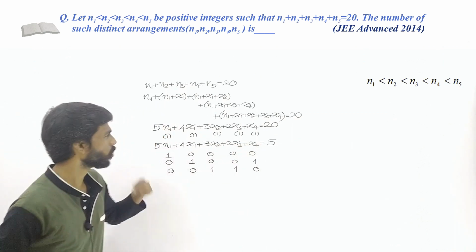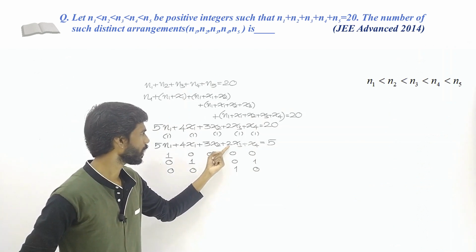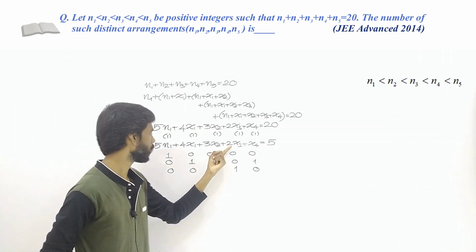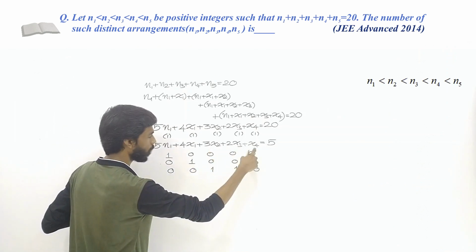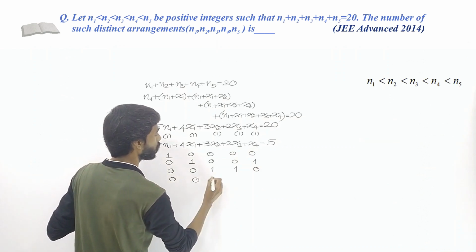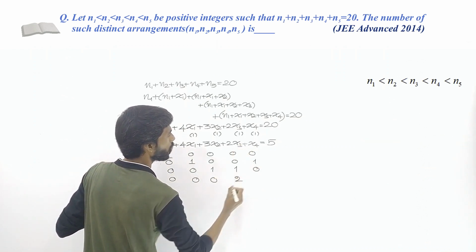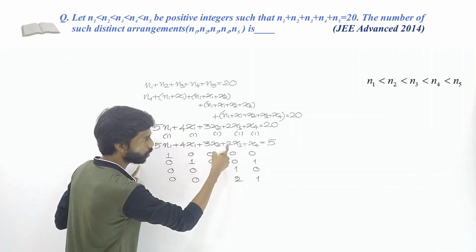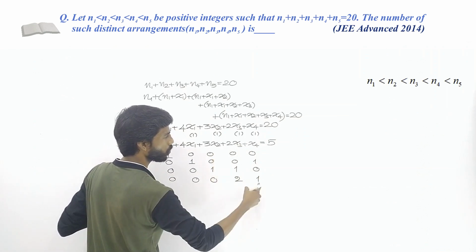And what other ways can we get 5? So x2 we can take 2 times, which means 4 plus 1. So x1 is 0, x3 is 0, x2 we take 2, and x4 we take 1, which means 2 times 2, which is 4, 4 plus 1, 5.